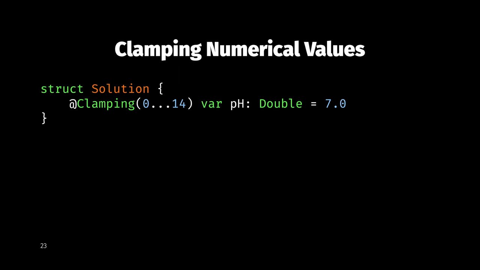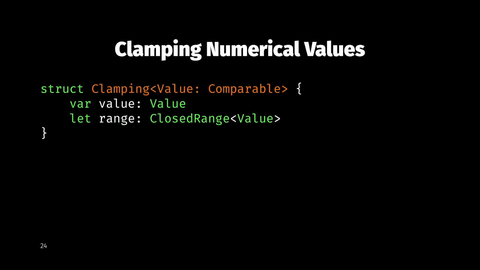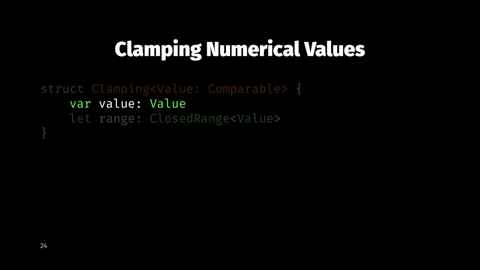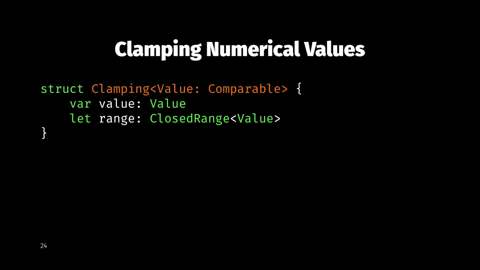So, how could we implement it? We begin pretty simple by implementing a struct, something we are very familiar with in Swift. This struct has a generic argument, the value, and the only requirement on it is that it must be Comparable. Inside the state of the struct, we store a value, a var, meaning that it will change over the lifetime of the value. And there is the range, a let constant, which is the interval inside which the value must always lie.